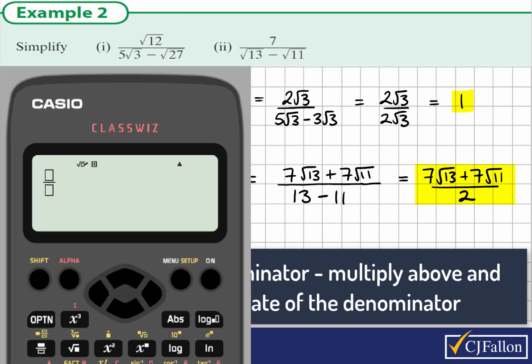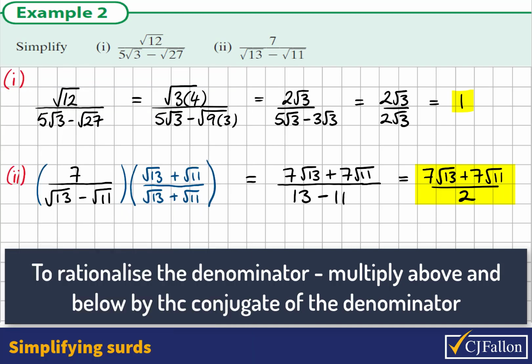So I'm using a Casio calculator here. If we type in exactly what we see in the first question, root 12 divided by 5 root 3 minus root 27, we see the answer is 1. And we also see that 7 being divided by root 13 minus root 11 is going to be 7 times root 13 plus 7 root 11 all divided by 2. So we can see our answers are correct.